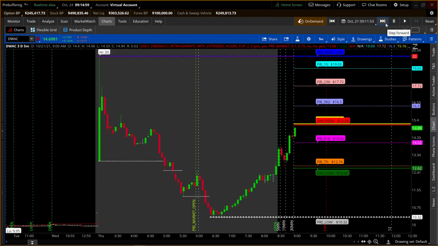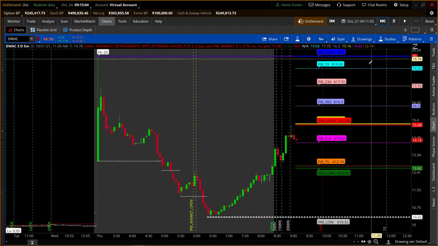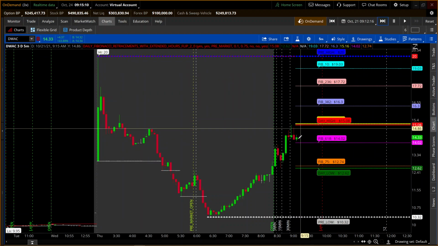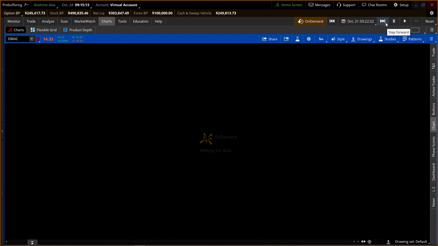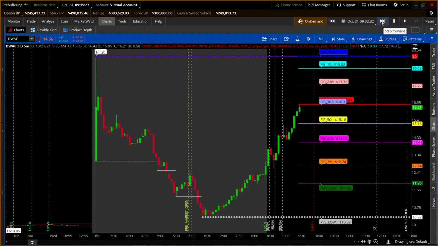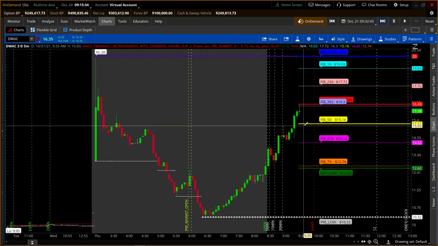So we're going to fast forward. And right there, it's coming right back to that level, almost back to that same field. It went right up to that field, 15, 16. But anyway, these are the Fibonacci retracements.